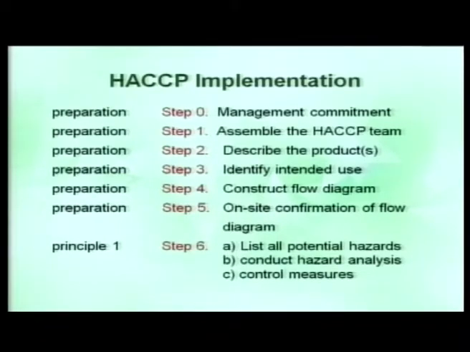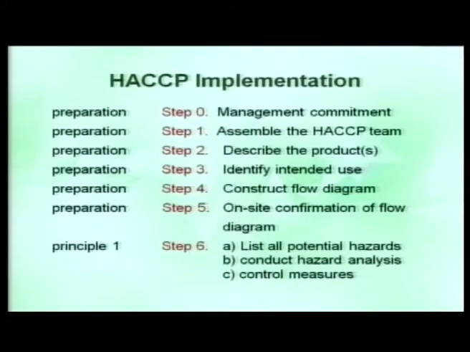Step 4 is the construction of the flow diagram. That means right from the receipt of the raw material to the production of the finished product, we need to describe all our steps in a pictorial way and understand how my product is moving from one place to another. Then step 5 says that you have made this flow diagram sitting in a room. Now it is time to go out and verify that whatever we have made in the flow diagram is all correct.